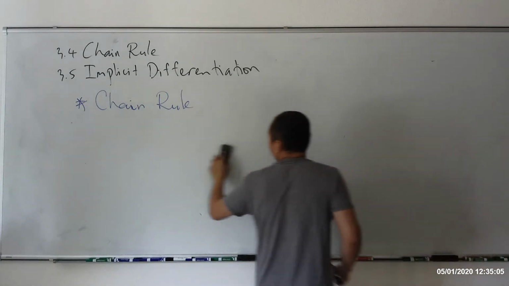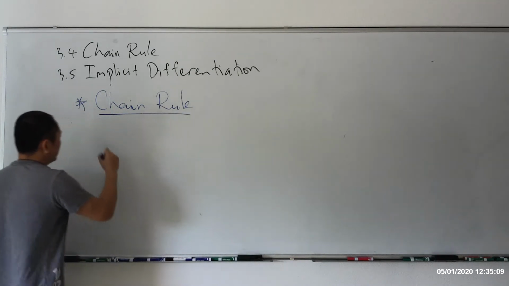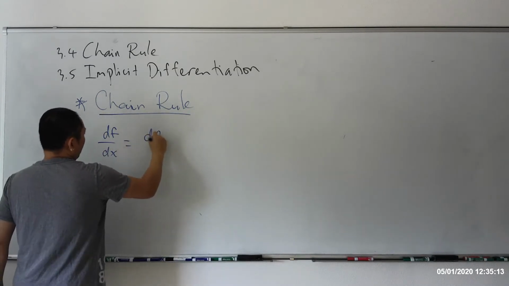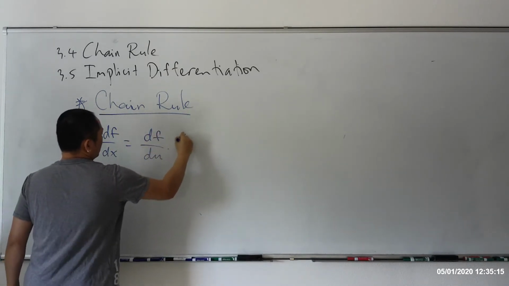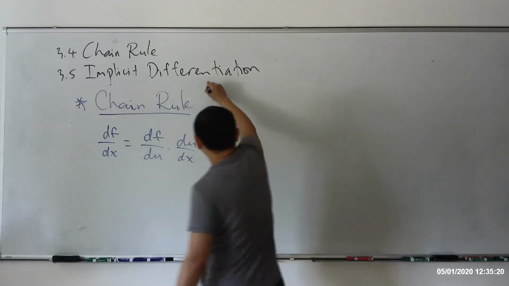Let me just write the chain rule in here in short. I wrote it already. I'll be writing here for you guys to take note. df over dx is equal to df over du times du over dx. Chain rule. Okay. Example.